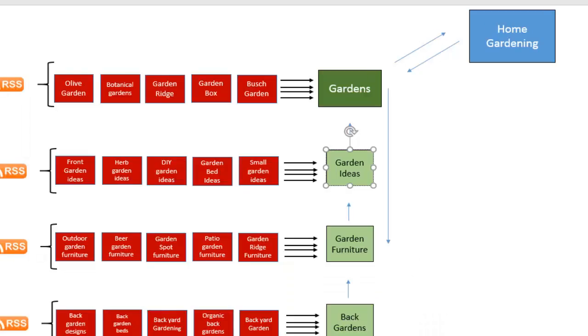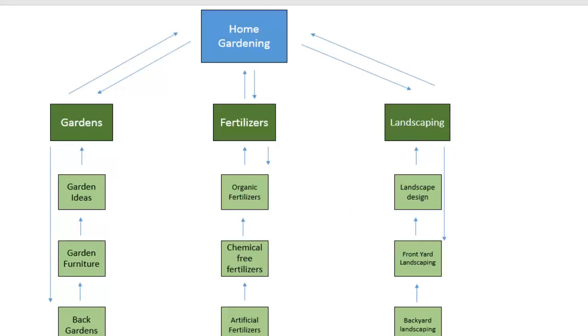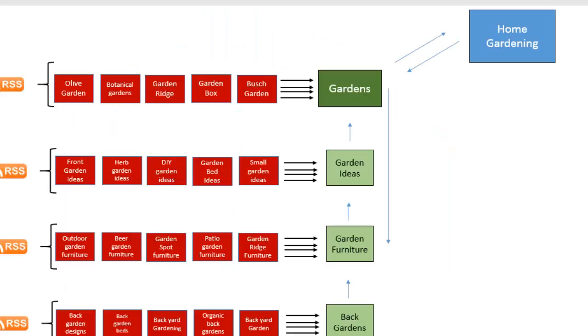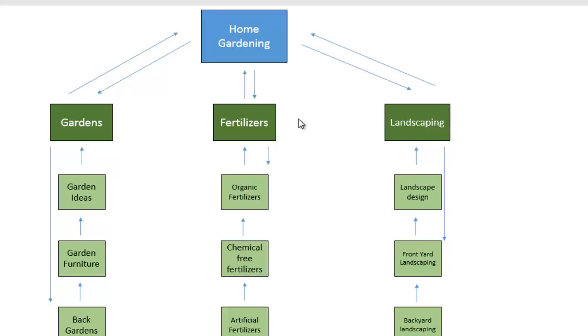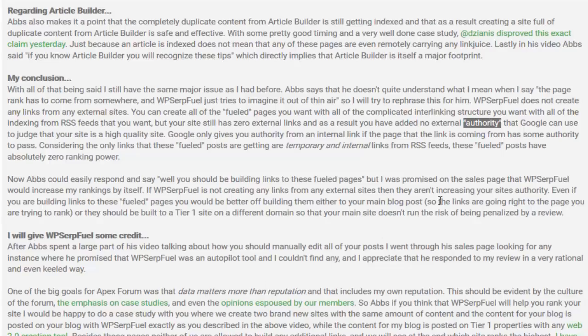Remember what the wpserpfuel technique does. It's like a site within your site. Now, your site, do you build links for it? If you do, then continue to do that. This is what I'm saying. I'm not telling you to go out there and use wpserpfuel and forget about everything else you do. Those external links, external authority, you want that. I clearly say that. In fact, we have tools that build external links as well, because we understand the importance of external links and internal links that Google can use to judge that your site is a high quality site.